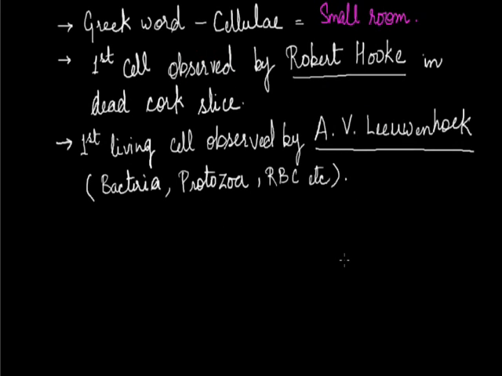Now we will talk very briefly about some branches of science which are associated with the study of the cell. The first important branch of science which deals with the cell is cytology. And what is cytology? Cytology can be defined as the branch of science which deals with the study of the structure and composition of the cell.